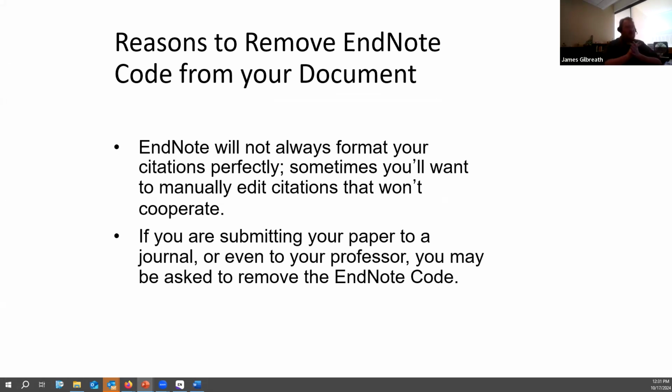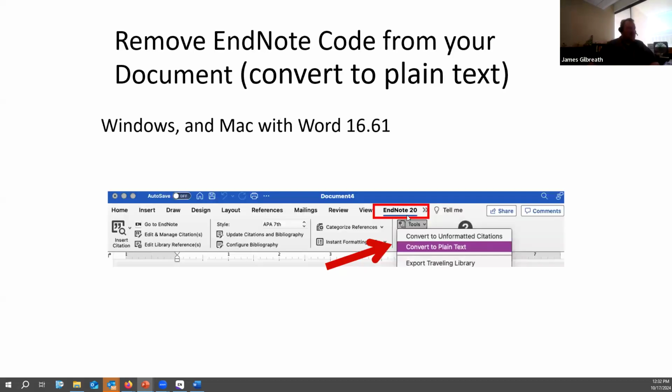What you can also do is, when you're done with the basic writing and you've got all the citations in there, you can remove the EndNote coding from your document. So one, EndNote will not always format your citations perfectly. It usually will, but sometimes you'll want to manually edit something. And when you're submitting your paper to a journal or for a class or something like that, or maybe even sending it to a colleague who may tinker with the text, you'll probably want to remove the EndNote code.